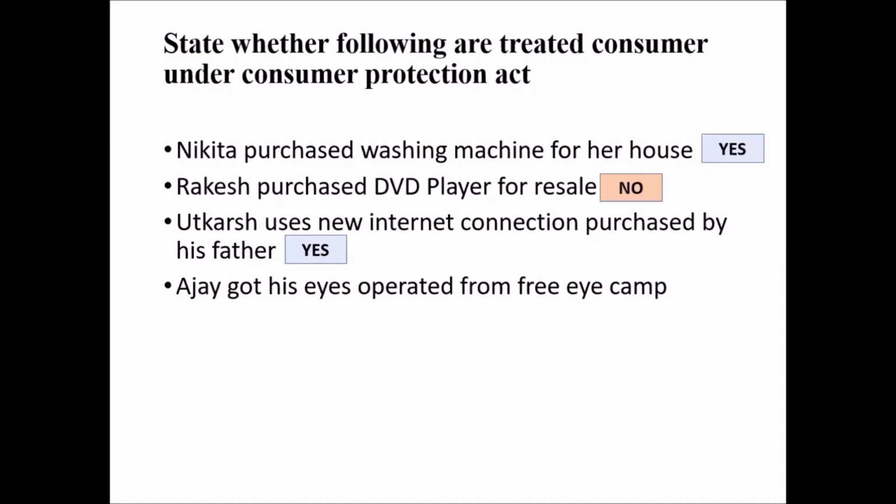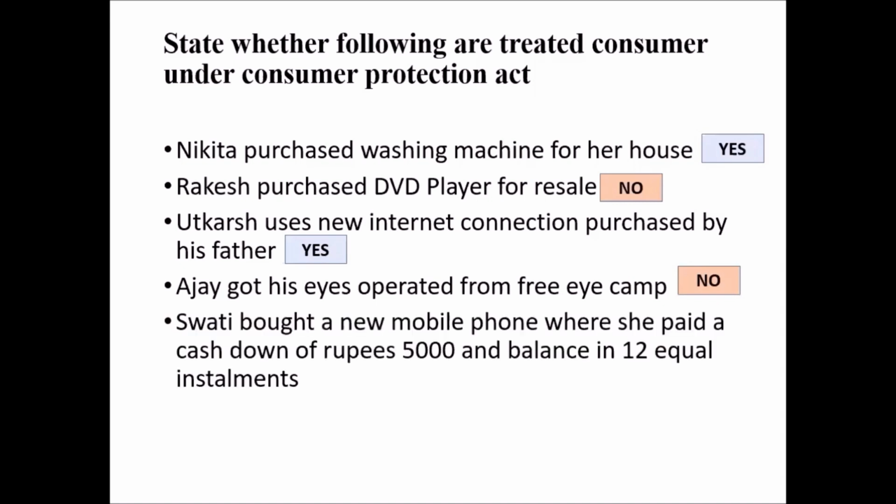Ajay got his eye operated at a free eye camp. So tell me, is he paying for this service? The answer is no. So please remember, Ajay is not a consumer. Next, Swati bought a new mobile phone where she paid cash down of rupees 5,000 and the balance in 12 equal installments. Here you can see that she is paying cash and the rest of the money is deferred payment. Since she is paying for it, Swati is a consumer.